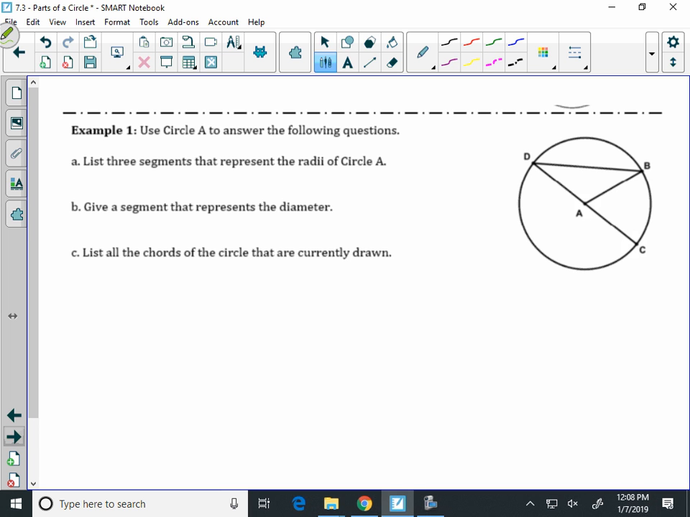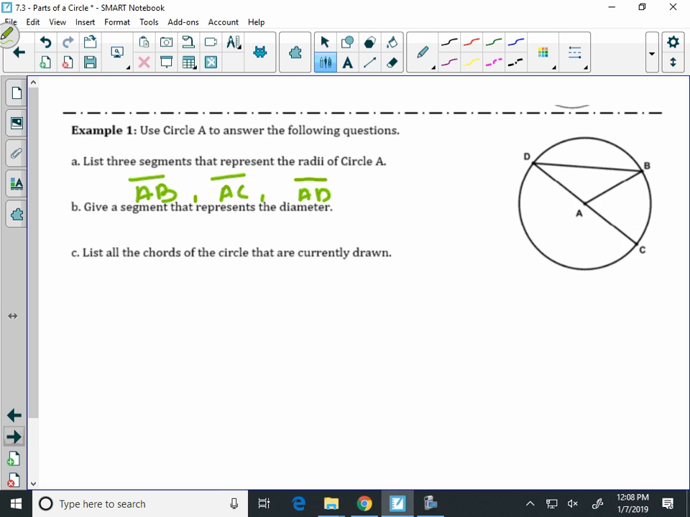Trent? AB, that's a radius. It goes from the center to the edge, which is another radius. AC. Goes from the center to the edge. That is a radius. And what's a third radius? Very good. And you could have named it BN, CN, DA. You don't have to start with the center. You could start at the edge and go in. Doesn't matter. Both are correct.